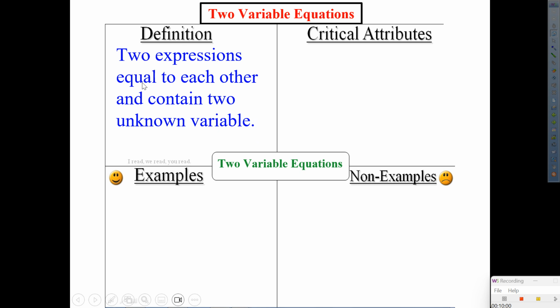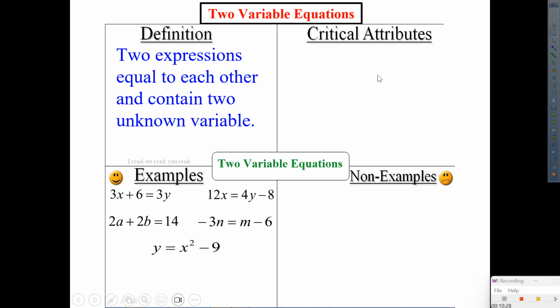Two expressions that are equal to each other and contain two unknown variables. Examples: 3x plus 6 equals 3y, 12x equals 4y minus 8, 2a plus 2b equals 14, negative 3n equals m minus 6, and y equals x squared minus 9. All those are examples of two variable equations.